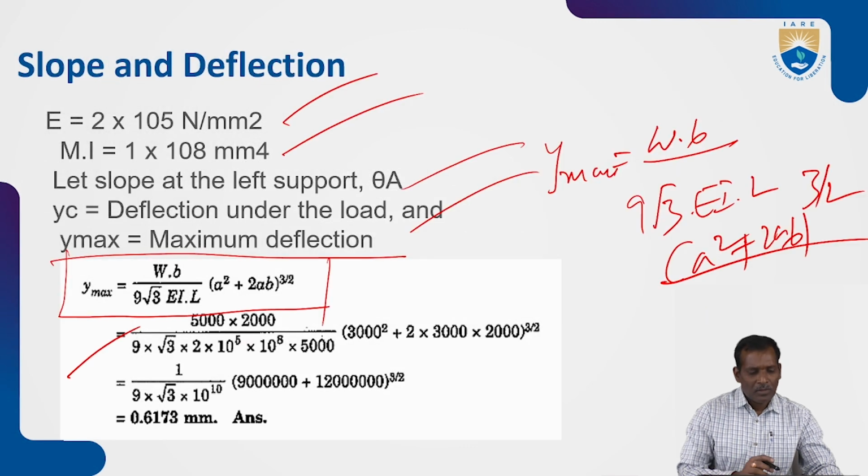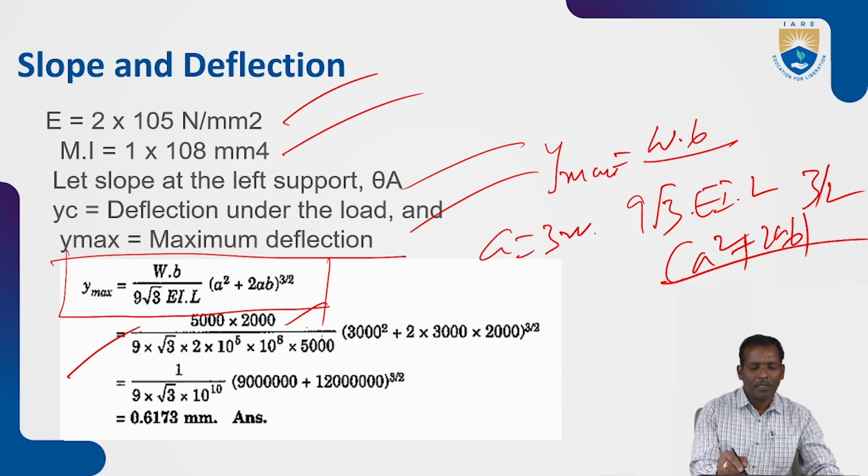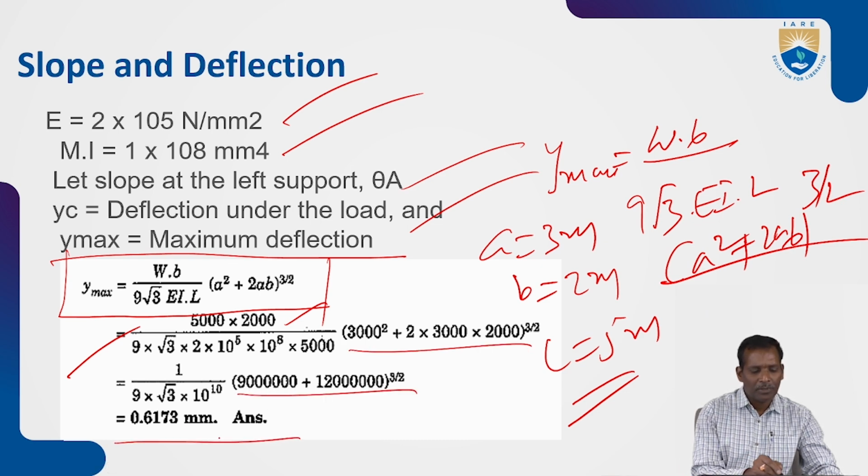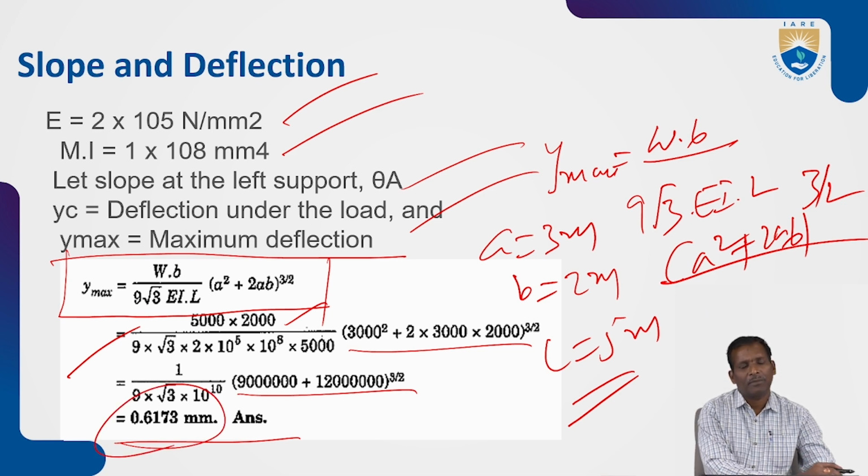Here W is 5000, and B value is 2 meters. A is 3 meters and B is 2 meters. L is 5 meters. So substitute, and after simplification, the maximum deflection is 0.6173.